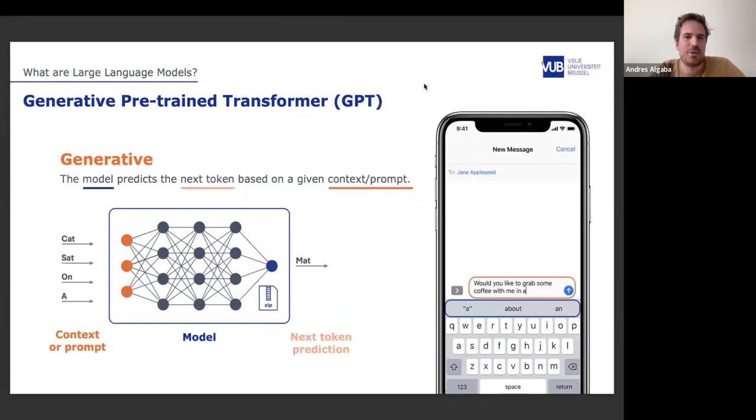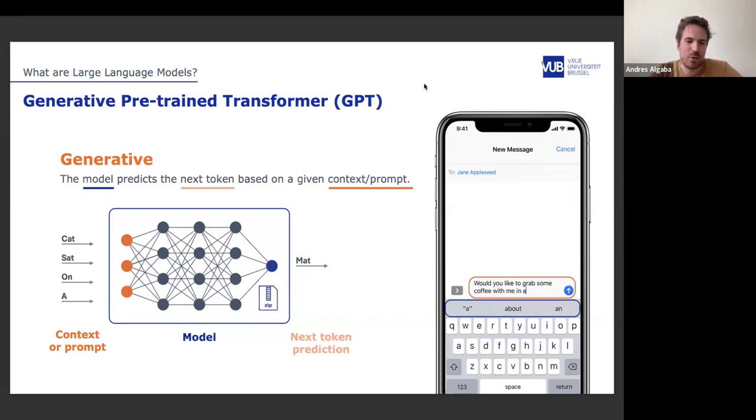That is what models often do. It predicts the next token or word based on a given context or prompt. In this example, "cat sat on a" is the context or prompt given to a model. The model performs a bunch of computations, and it then predicts the most likely next word, or next token, with some probability. So this is actually what the generative part is.